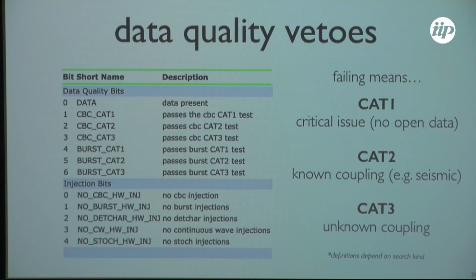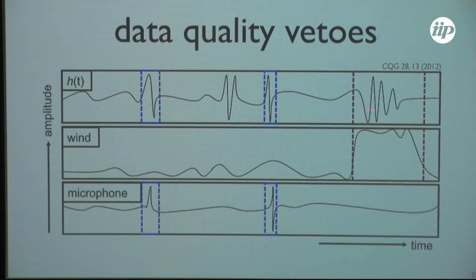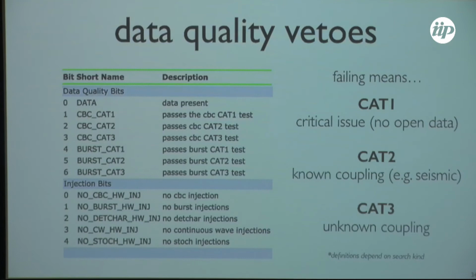Category 2 means there's some known coupling like this at some specific frequency, so you're still allowed to use it. For example, if you're only interested in frequencies that are very far away from where this stuff is happening, you should know that's there, but if you know it won't affect your analysis, you can still use it. Category 3 means there's some unknown coupling that we know not to be a gravitational wave, but we don't know exactly what it is.